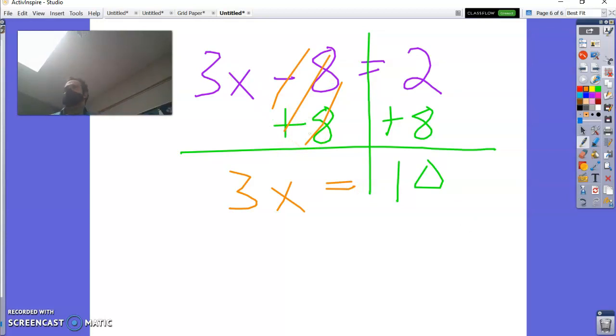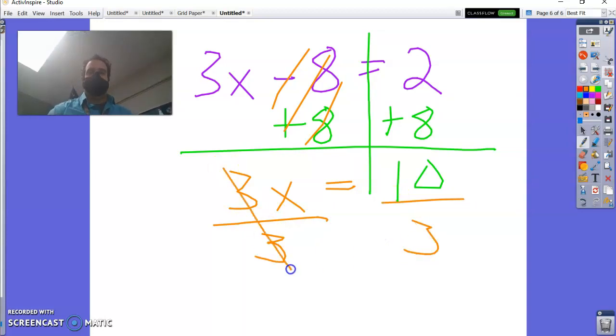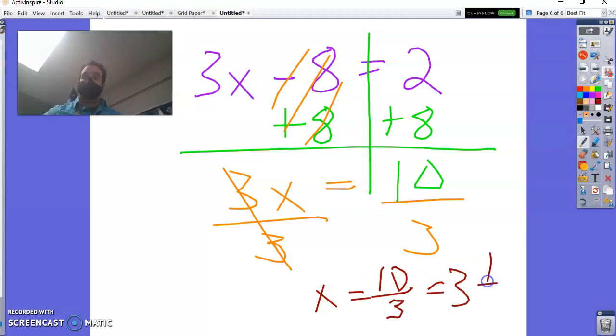You could rack your brain all day and not get what this x is if you're trying to do it in your head. So how do you undo that 3? Divide. Thanks, Brooklyn. Good job. I divide by 3. The 3's cancel out. You get x equals that fraction, 10/3, which you could make, if you really wanted to, into its mixed number, 3 1/3. It depends on how you're feeling that day, or what you need for the problem.